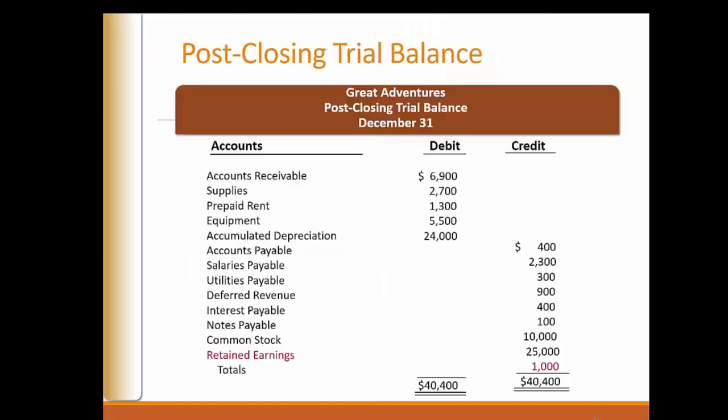Okay, so then we're almost done. What we're going to do is a post-closing trial balance. You will notice on this post-closing trial balance, which is different than the other trial balance that we had, there are only assets, liabilities, and stockholders' equity on here. And again, all the debits equal the credits, and everybody's happy.